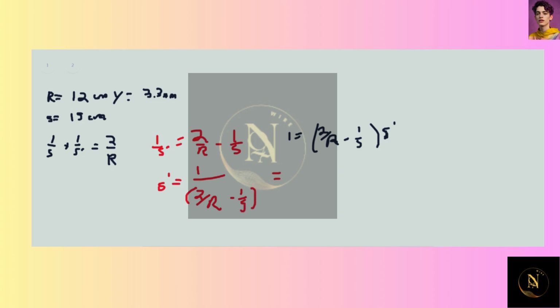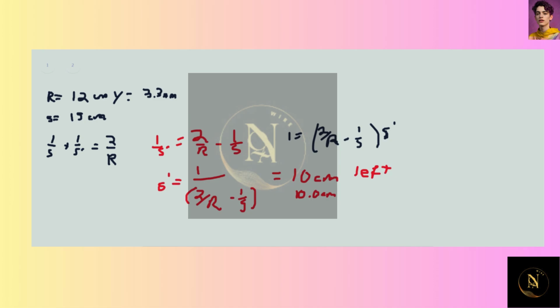Now we have r and s, so we can plug our numbers in. Remember, r is our curvature radius, 12 centimeters, and s is our object location, which is 15 centimeters. And we get that s prime will then be 10 centimeters to the left. And that will be 10.0 centimeters in significant figures.